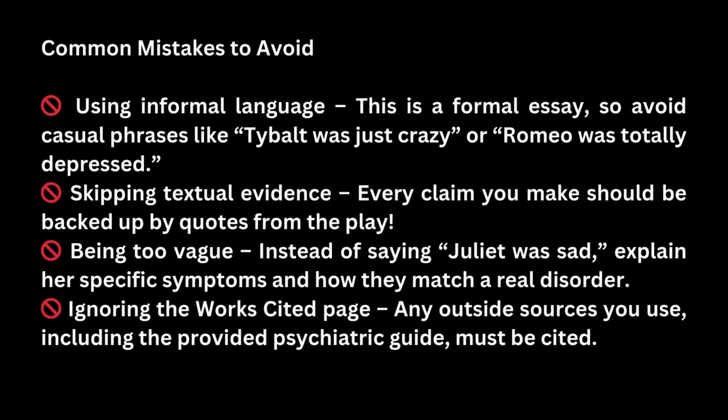Common mistakes to avoid: using informal language. This is a formal essay, so avoid casual phrases like, Tybalt was just crazy, or Romeo was totally depressed. Skipping textual evidence. Every claim you make should be backed up by quotes from the play. Being too vague. Instead of saying Juliet was sad, explain her specific symptoms and how they match a real disorder. Ignoring the works cited page. Any outside sources you use, including the provided psychiatric guide, must be cited.